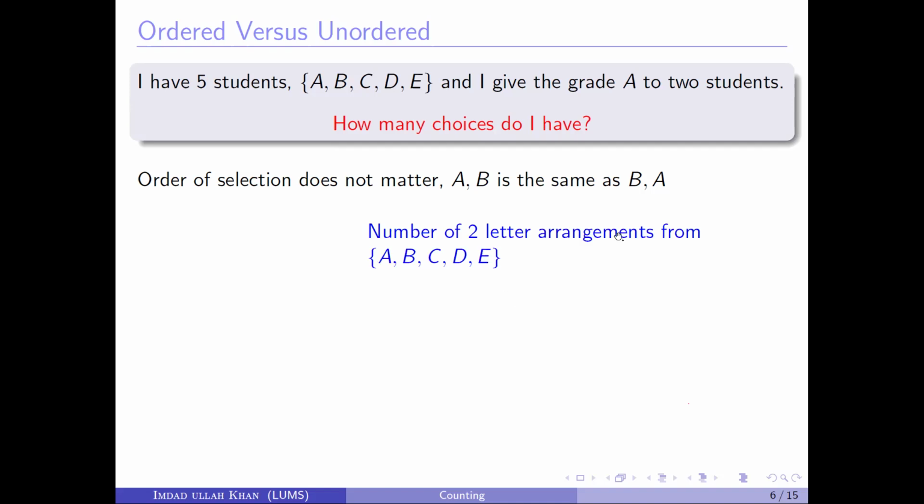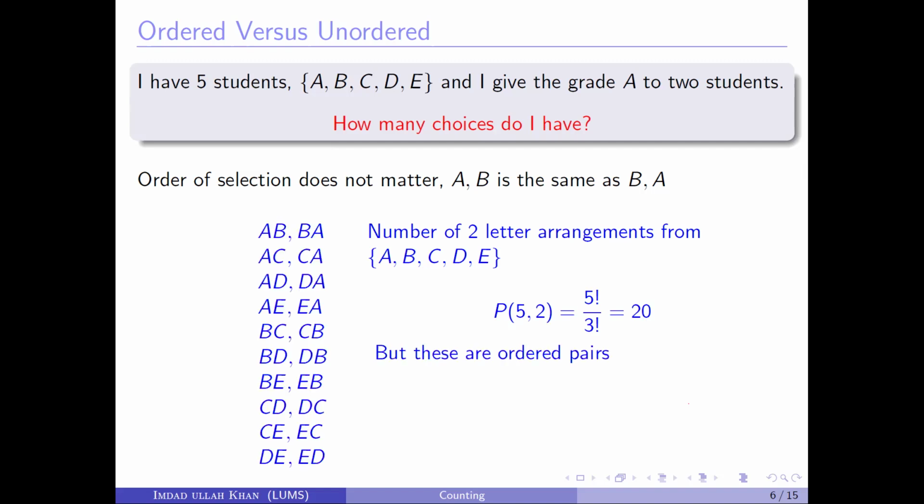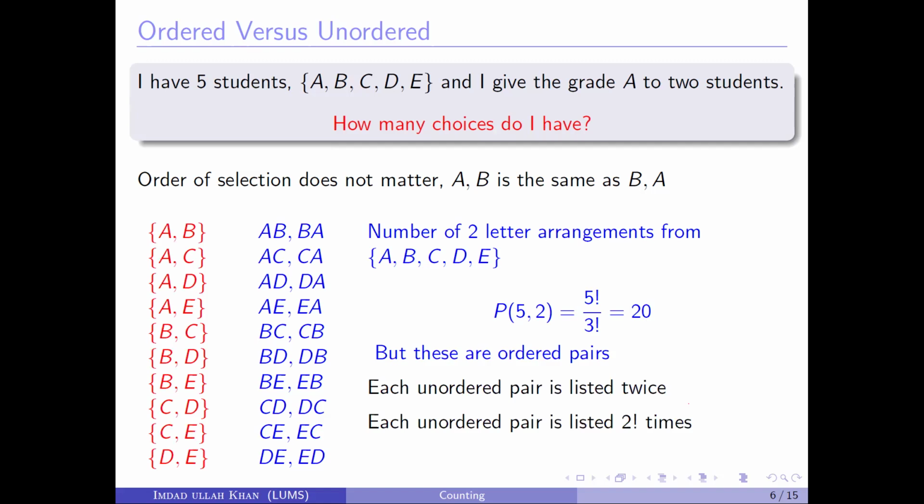But if we apply our fundamental principle of permutations, we'll be computing this as P(5,2), and our answer will be 20. But what we know is that each pair has been counted twice. These permutations are the ordered pairs. So each unordered pair has been listed twice, or 2 factorial times. So we divide our total number of permutations by 2 and we get 10 unordered pairs.